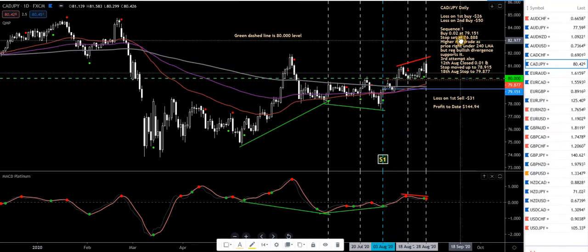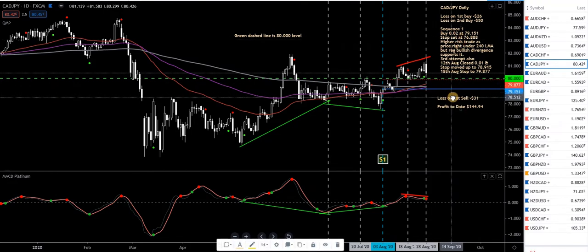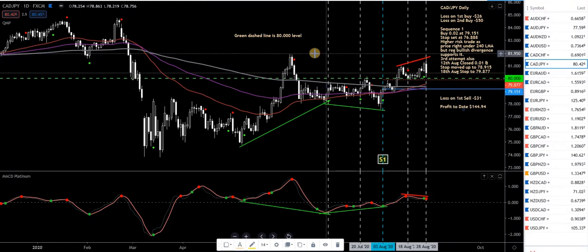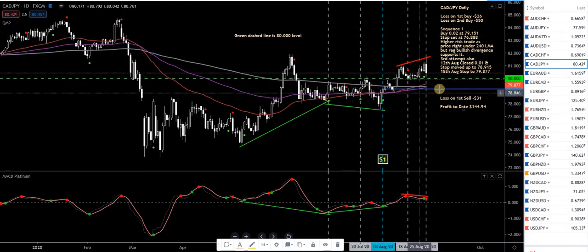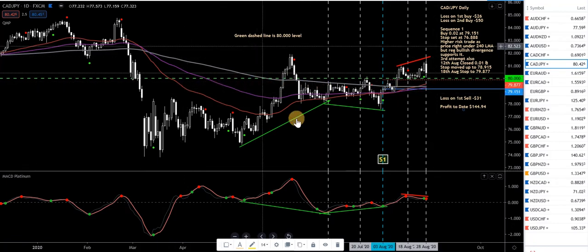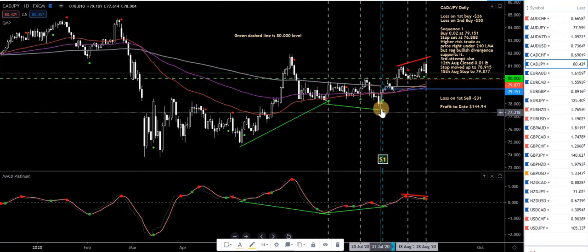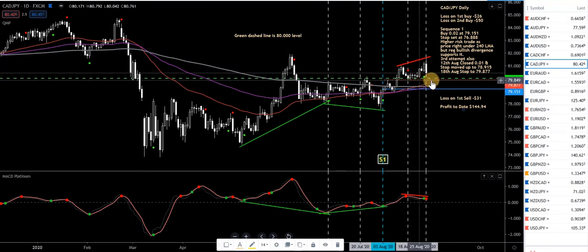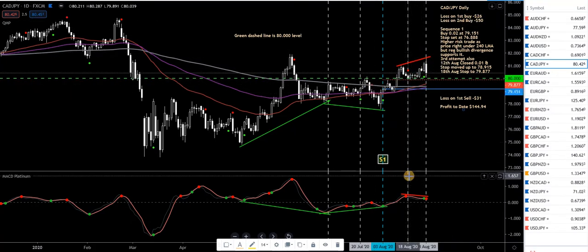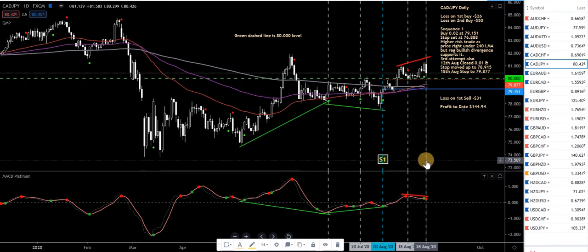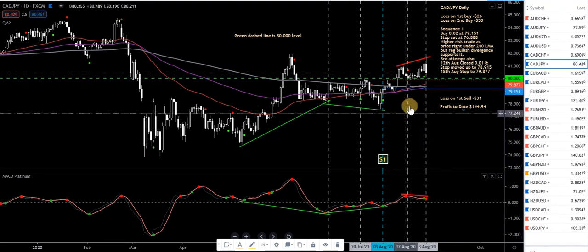Cad Yen. This is one pair I'm probably going to ditch eventually. All right, so green dashed lines are 80-cent level. It's a big number. So that's why that's there. I'm in a buy with a stop in place at the moment. I've taken a couple of hits on the sell side. I've taken a sell here. Lost, took a sell there. Oh no, it's setting up for a sell, I think.